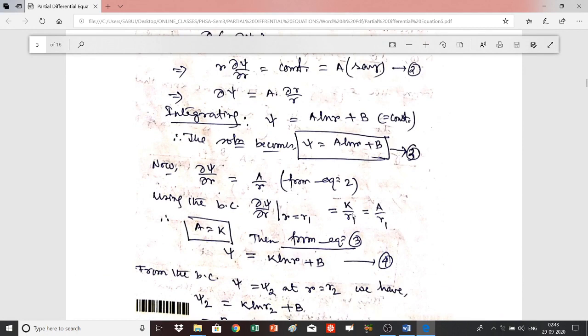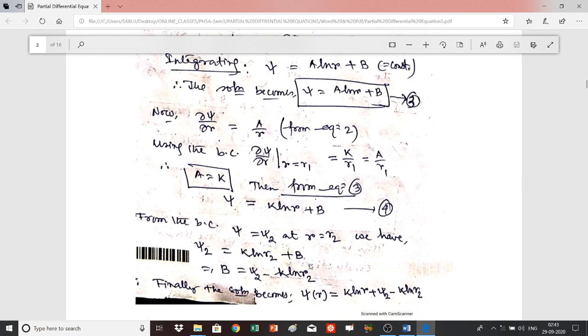It is given. So you also know that ∂ψ/∂r is equal to a by r. If you use r is equal to r1, then ∂ψ/∂r also gives you a by r1. So just compare these two, you will have a is equal to k. Then from equation number 3, you can write ψ is equal to k log r plus b. This is equation number 4.